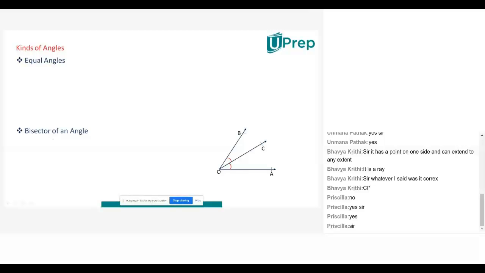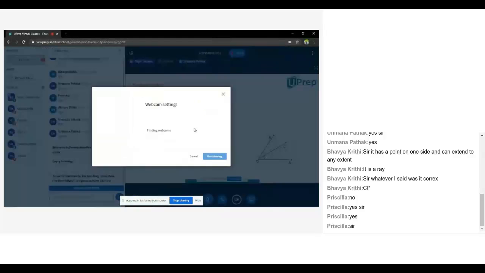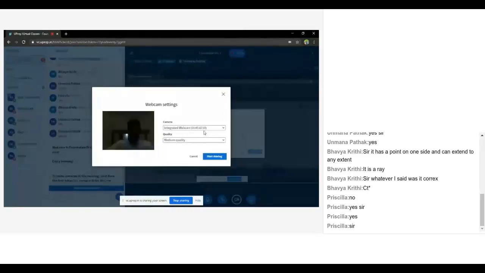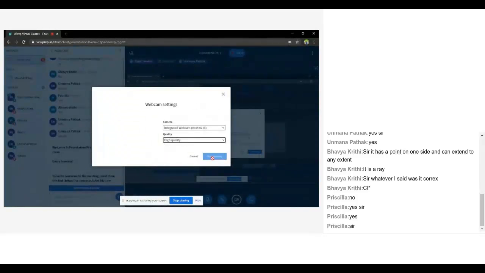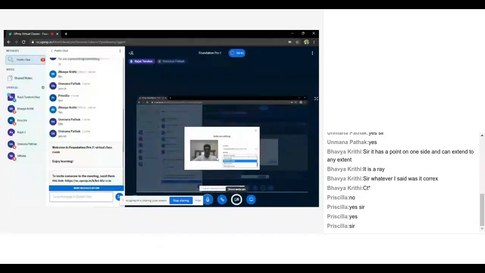Now guys, who can tell me the meaning of bisector? That divides the angle into two halves. The line that divides into two equal halves. Great, great. Anyone with any other take?